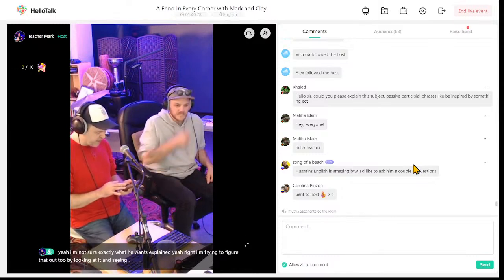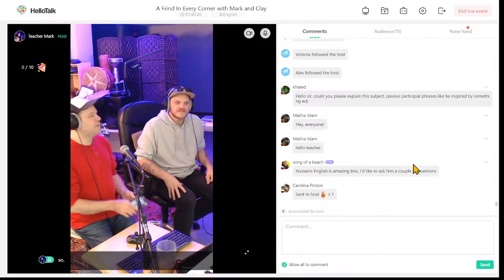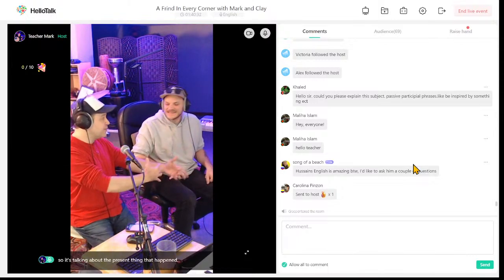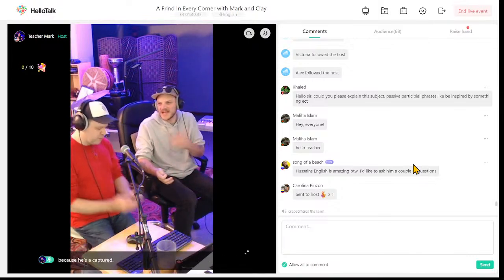The man saw the captured slave. Captured is a passive participle. So it's talking about something that happened to someone else in the past, with the present tense. Because he's a captured slave right now, but captured is a past participle.